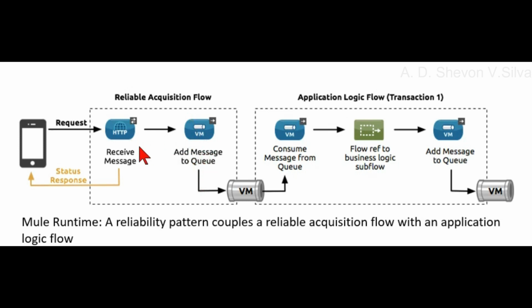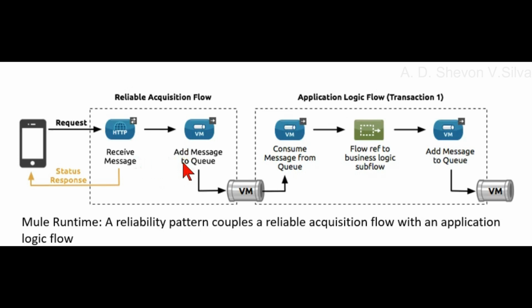For socket-based connections like HTTP, this means returning the unsuccessful response to the client so that the client can retry the request. For resource-based connections like file or FTP, it means not deleting the file so it can be reprocessed.